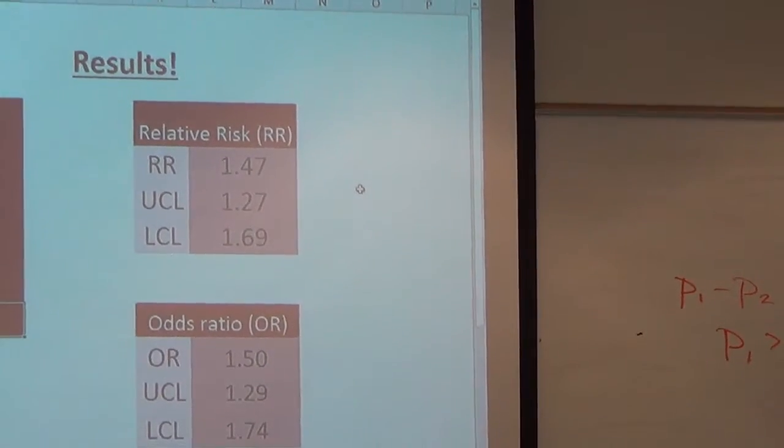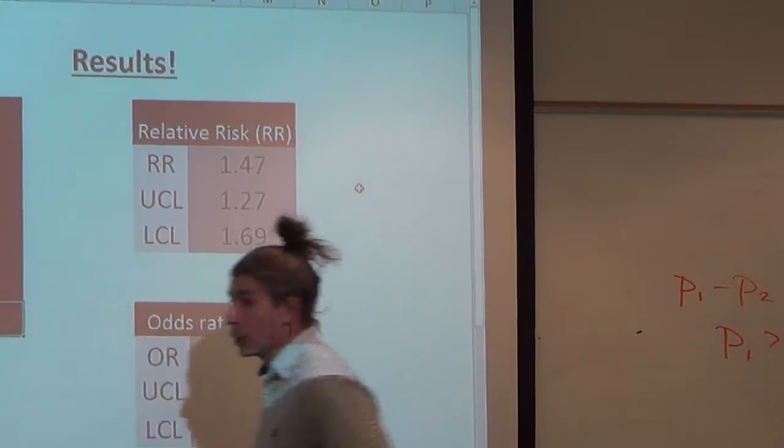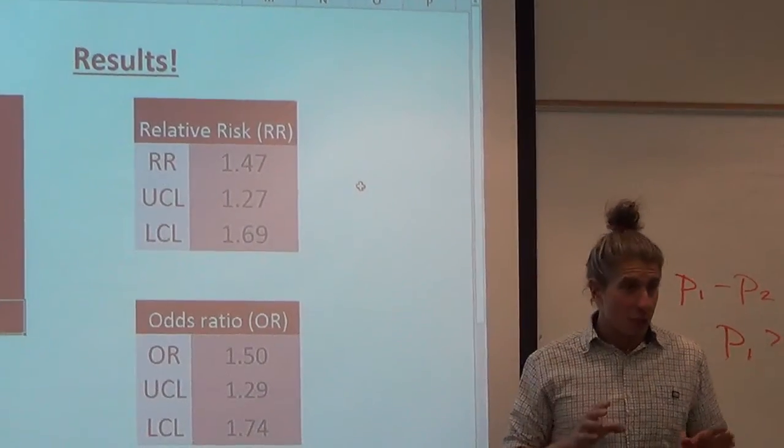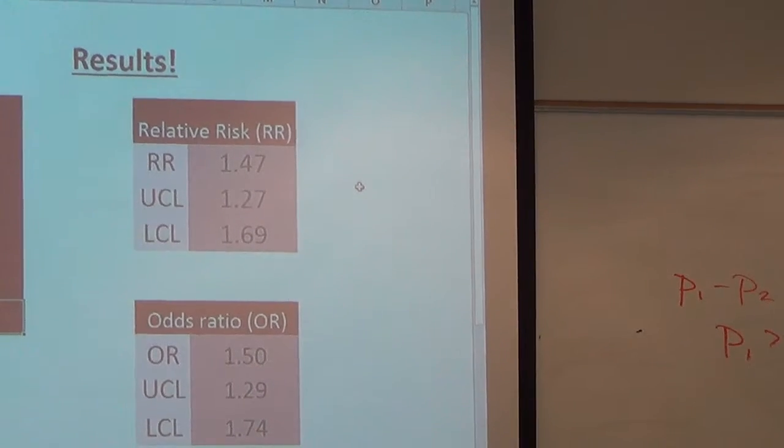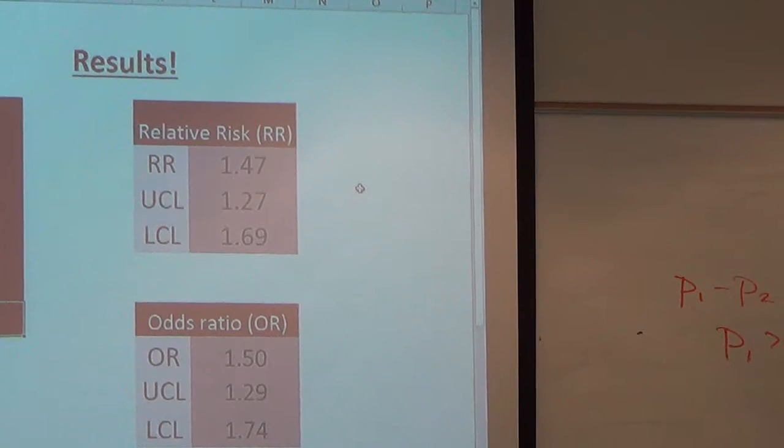Relative risk and odds ratio. When you see these in publications, you're going to see RR and you're going to see OR. I started seeing these about 10 years ago, and I've never stopped seeing them since then. They're very trendy right now, and I think they're going to be with us for a long time.